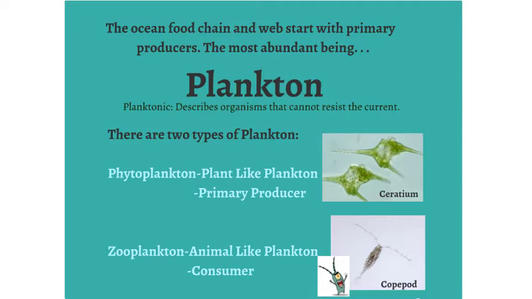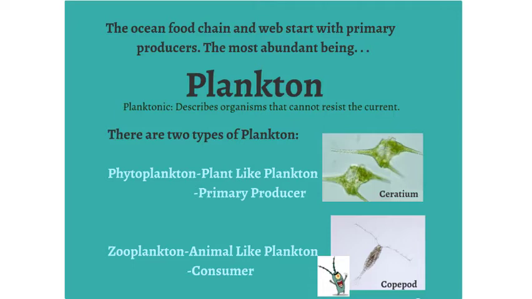We have phytoplankton, which are plant-like plankton, those are our primary producers. They're the ones that use photosynthesis to be able to make their own food from the sun. A very common one is called Ceratium. This green, plant-like plankton will actually use bioluminescence, be able to light up to deter predators. So Ceratium is a very common species that will be the base of our food chain, our primary producer.